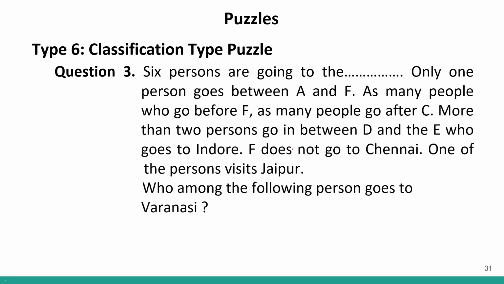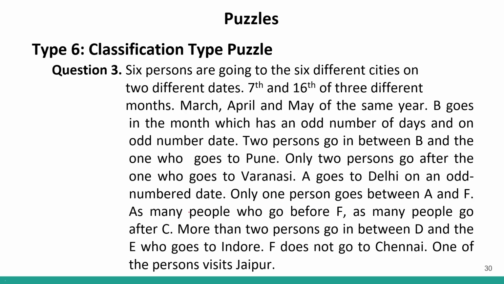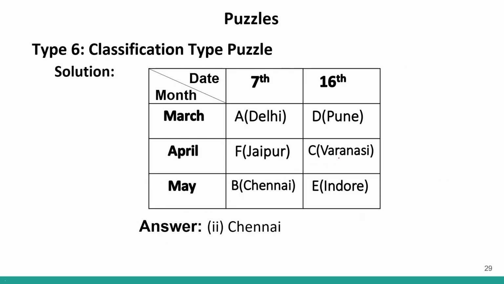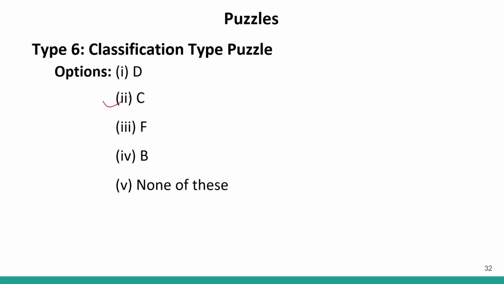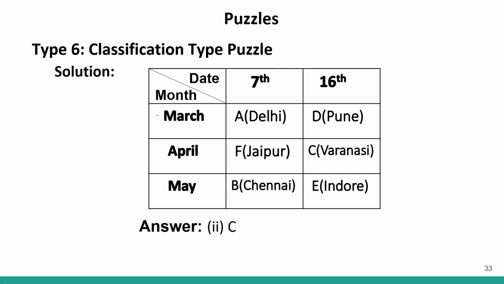Same data. Question is, who among the following persons goes to Varanasi? So we have to answer who goes to Varanasi. Going back to the arrangement, over here I can see C goes to Varanasi. So if I look at the options, option number 2, C will be my answer because C goes to Varanasi. Okay.